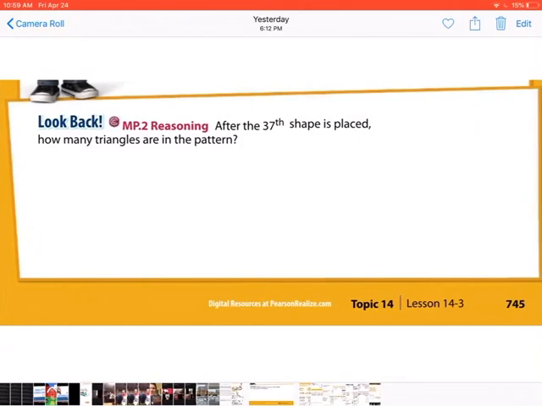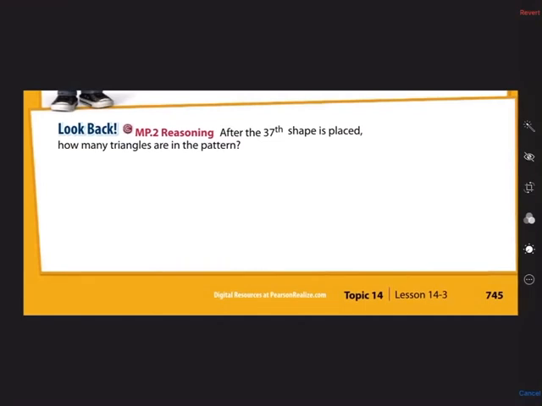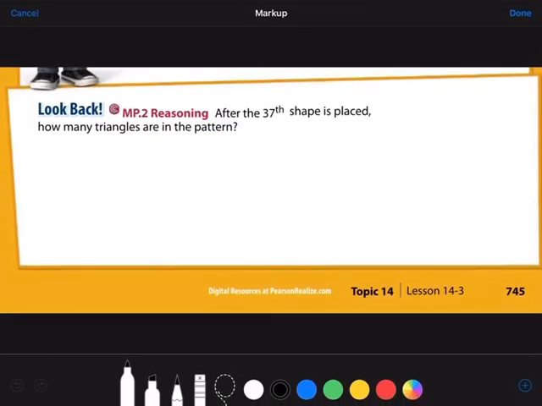Okay, it says, after the 37th shape is placed, that was the one we just figured out, it was a square, right? How many triangles are in the pattern? Again, we're going to have to use some division because we're trying to figure out how many times that pattern repeated itself. Well, if there are 37 shapes and there's only 2 shapes in the pattern, we came up with the fact that there were 18 total groups of the shape, and there was a remainder of 1 shape left over.